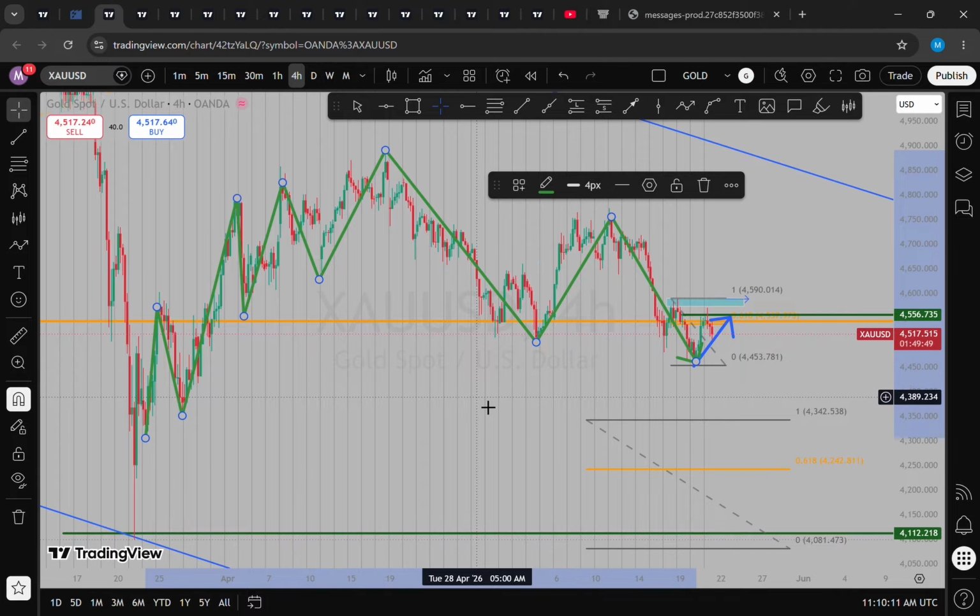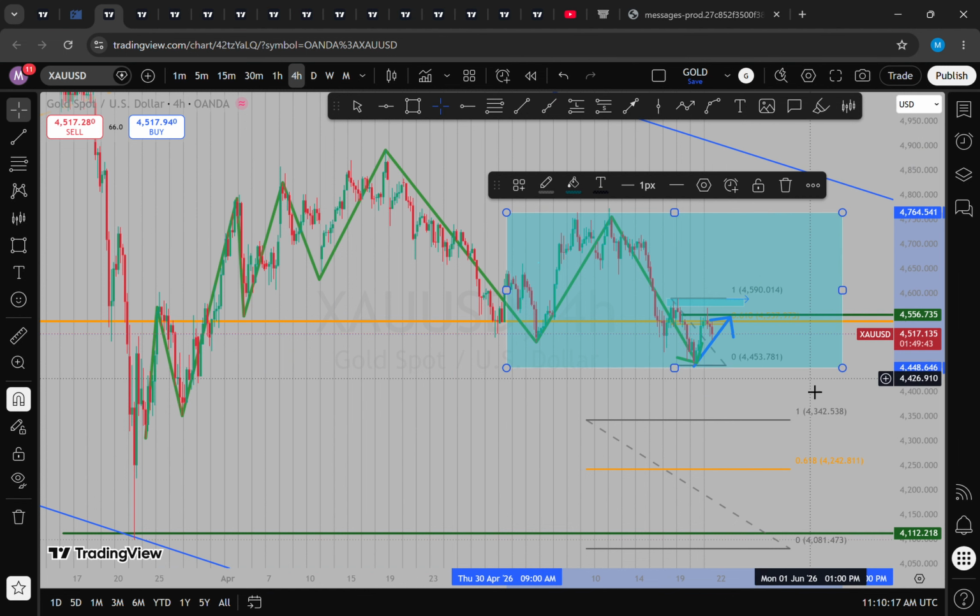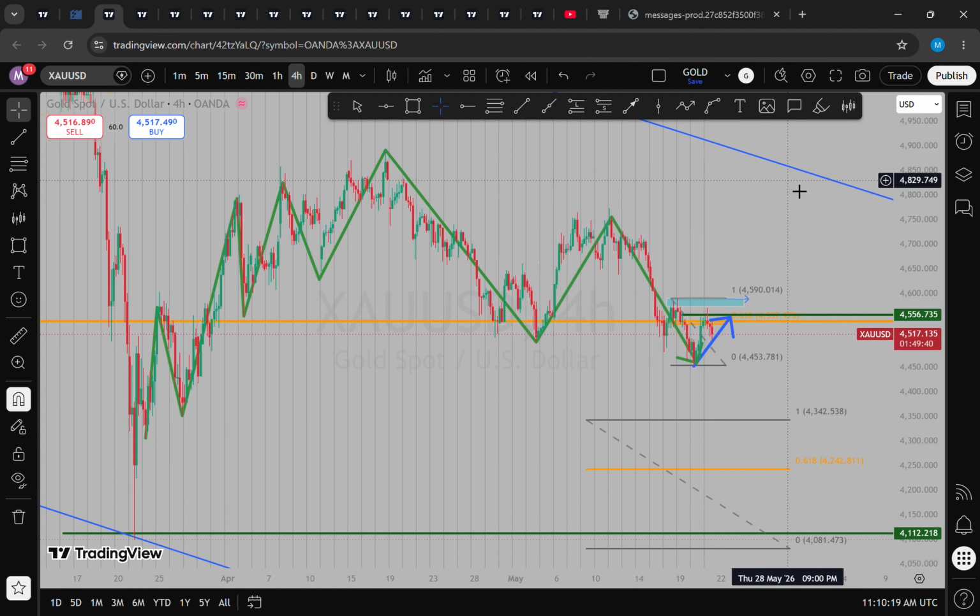So how do we identify the current range that I want to work with? Currently this will be our current range we want to work with. Why? Because structure has been broken, support has been broken to the downside. And you see, support has been broken to the downside.